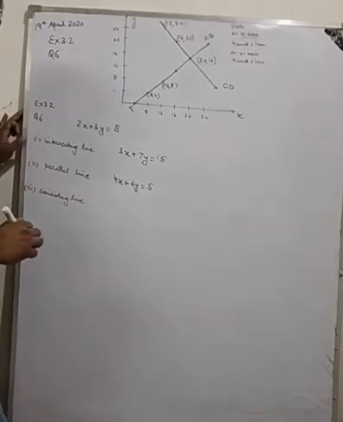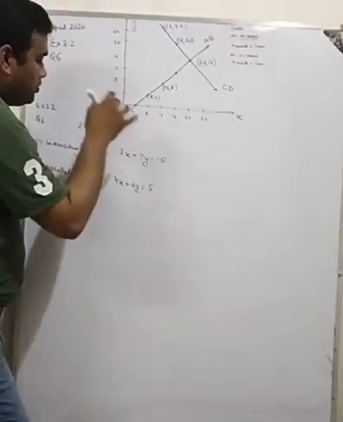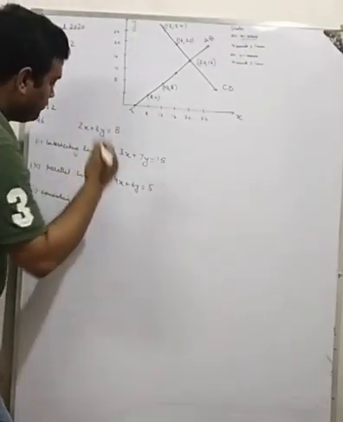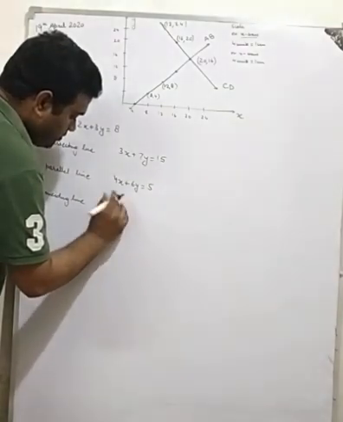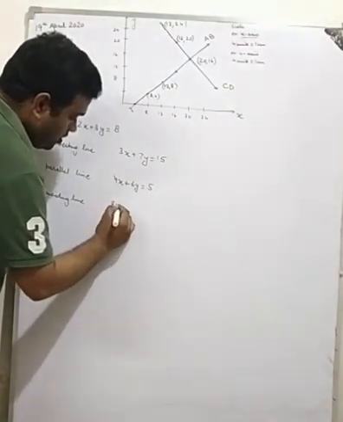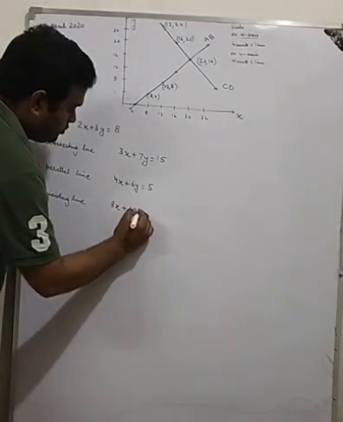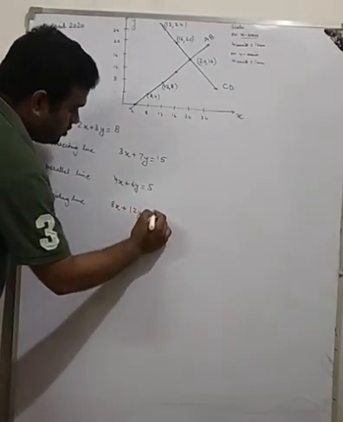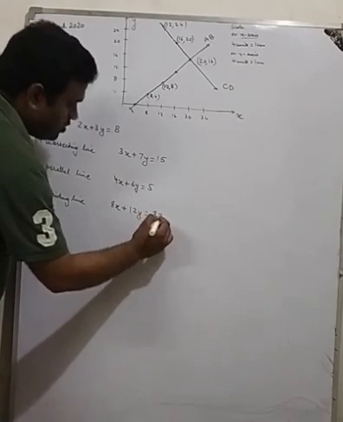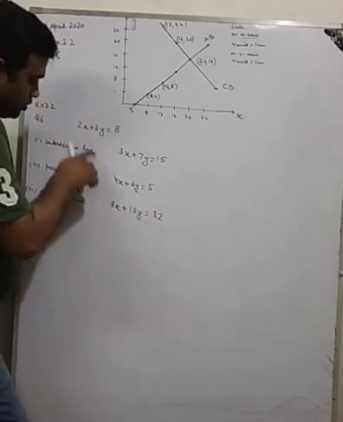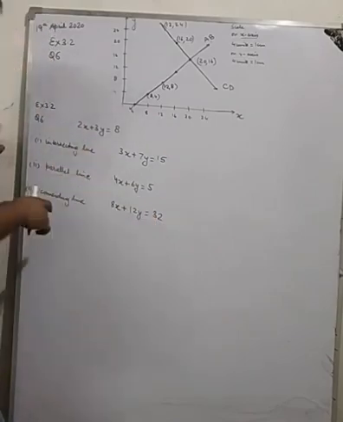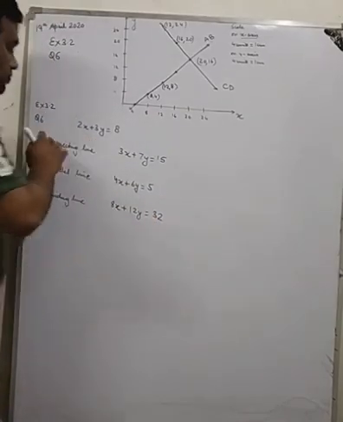coinciding line, and here I multiply this whole equation with any number, let's say 4. So this will be 8x plus 12y equals 32. So this third one is coinciding in nature with this given line.